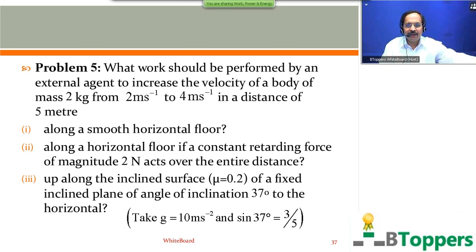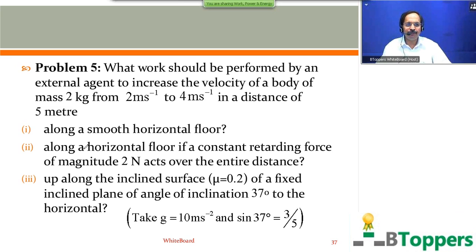I already discussed one problem at the end of the previous class. So look at problem number 5 on the screen. I will once read out the problem. What work should be performed by an external agent to increase the velocity of a body of mass 2 kg from 2 meter per second to 4 meter per second in a distance of 5 meters?